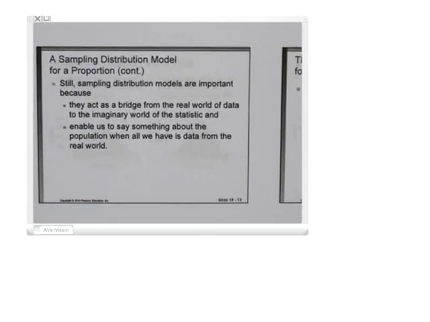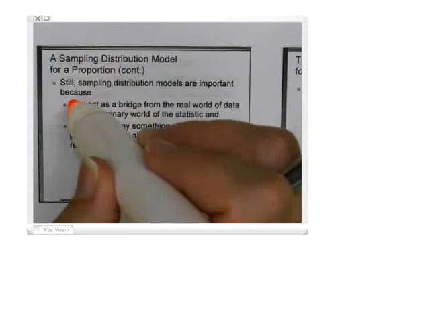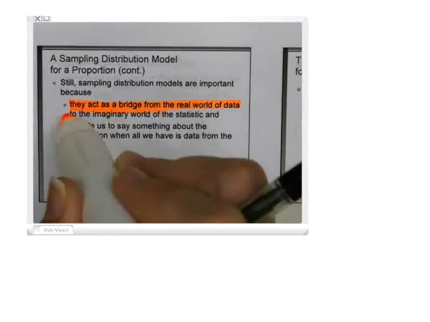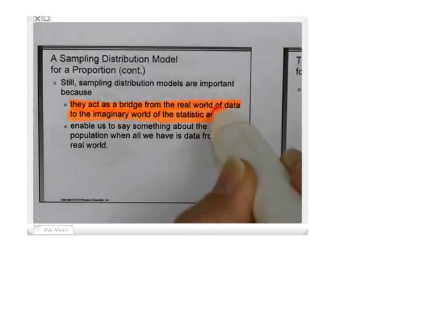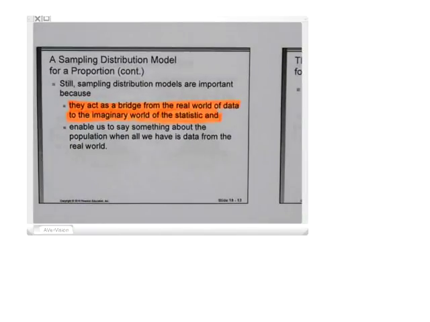Sampling distribution models are important. This is an important sentence for me. This is something that I need you to wrap your brains around. They act as the bridge from the real world of data, this real bag of M&Ms sitting in front of me with a certain p-hat, to the imaginary world of statistics, or the imaginary world of the population. We cannot actually count every red M&M in the world and see if the population is true, but we can look at this real world and ask questions about the population.